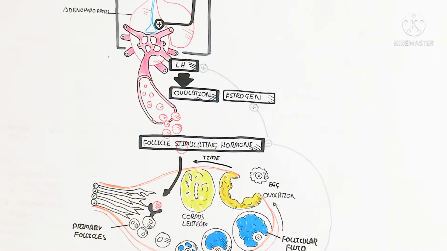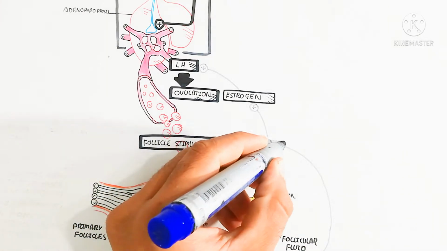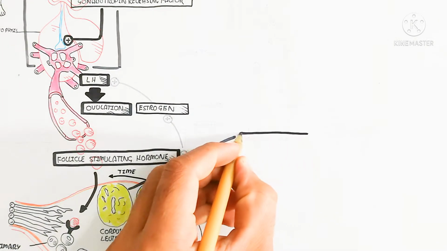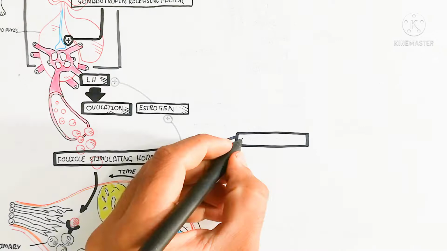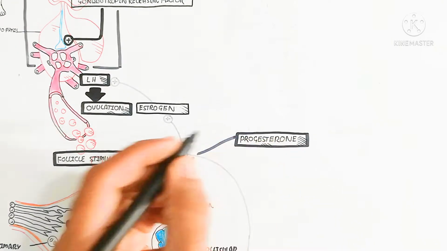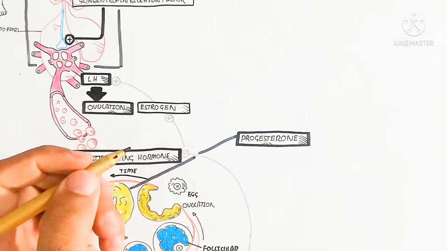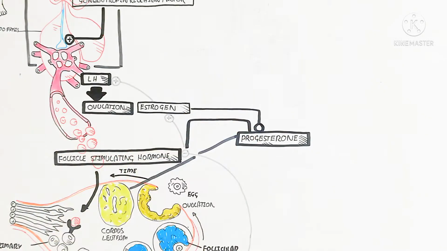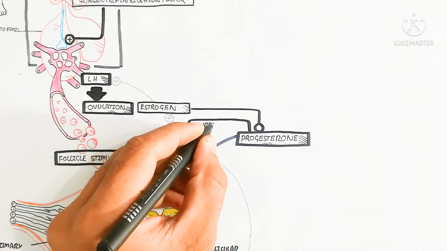So the corpus luteum will remain until the end of the menstrual cycle, when it sloughs off. If pregnancy occurs, it will be maintained and ovulation will not occur again, and the corpus luteum will be triggered to produce progesterone.